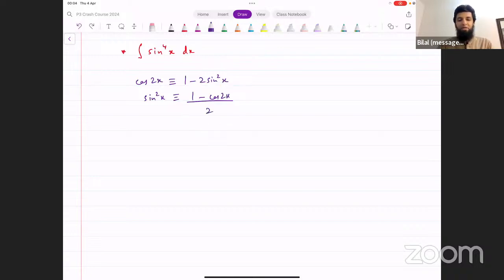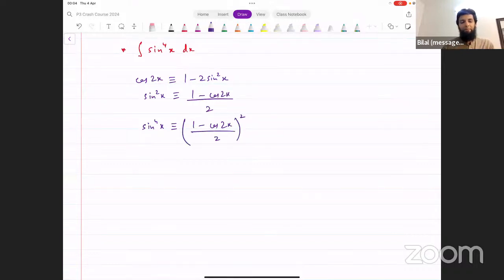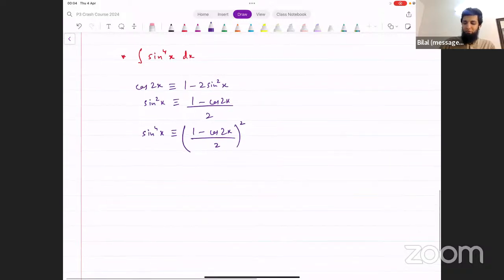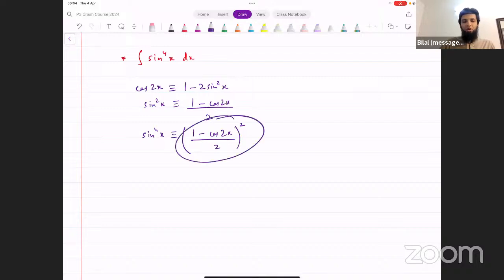But what we want is sine raised to power 4 x. So how do we get that? We can just take square on both sides. On the left side, we have sine power 4 x. On the right side, we get 1 minus cos of 2x over 2 whole squared. So sine raised to power 4 x could be written like this. But this is still something that cannot be integrated directly, right? Because we have a whole power and the expression inside is non-linear. So we can't use power rule.